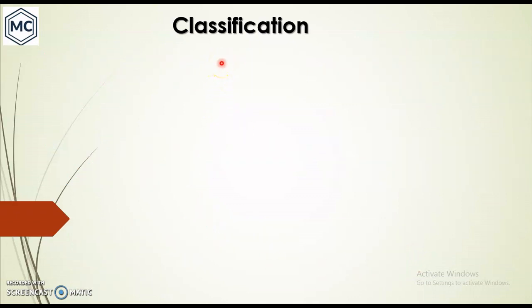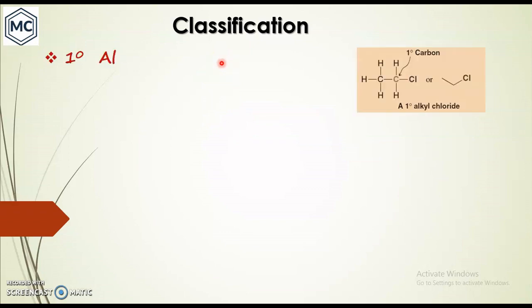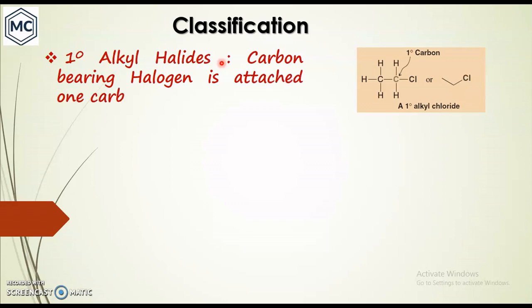There is another type of classification, primary alkyl halide. Alkyl halides can be classified into primary, secondary and tertiary. So what is meant by primary halides? In primary alkyl halide, the carbon bearing halogen, that is this carbon, is attached to only one carbon. This is the example, ethyl chloride. This is a primary alkyl chloride.